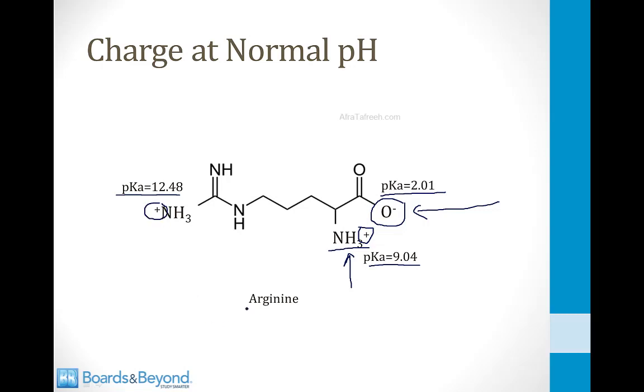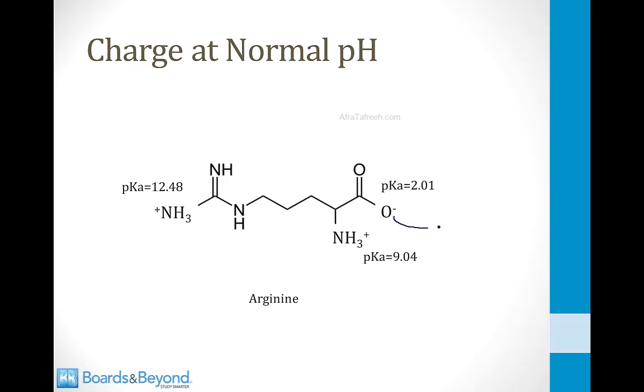This means that arginine at plasma pH has a net charge of +1: a negative charge for the oxygen here, but a positive charge for this amine group and another positive charge for this amine group, giving it a net overall charge of +1. This also means that at plasma pH, arginine will remove one hydrogen ion from solution. Let's talk about why that's the case.